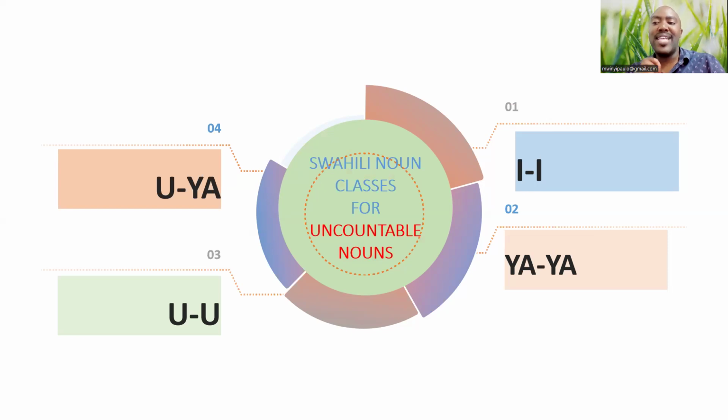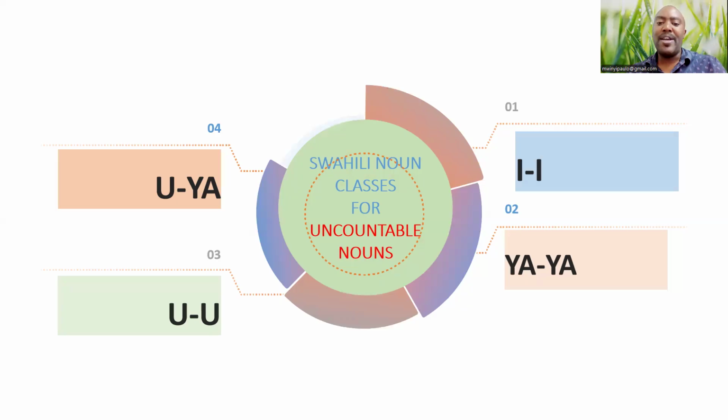Super. On your screen, I'm displaying the second category of the Swahili noun classes for uncountable nouns. So anytime you come across any Swahili noun that's uncountable, it goes without saying it will fall under one of these four noun classes. The first one is Ngeli ya EE, meaning EE noun class. The second one, Ngeli ya ya, meaning ya noun class. The third one, Ngeli ya u. I'm sure you know what that means. And last but not least, we have Ngeli ya uya, meaning uya noun class.